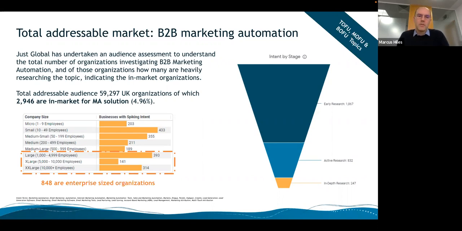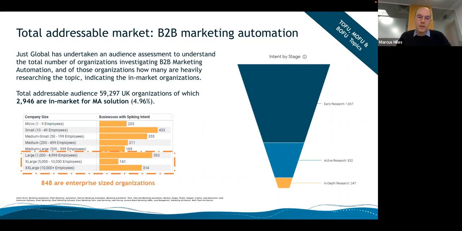But that basically gives us the ability to understand how many companies overall have been looking at this kind of technology set. And then what we tend to do is we'll then layer on top of that the companies that are actually in market or spiking on intent, just kind of looking at this topic over and over. And from that, we saw about 2,900 organizations. So that gives us a really clear view of what the market opportunity could be and then where the opportunity is right now, essentially.